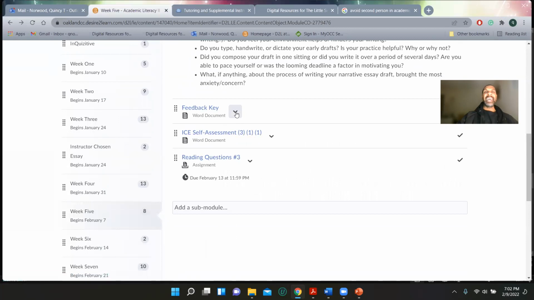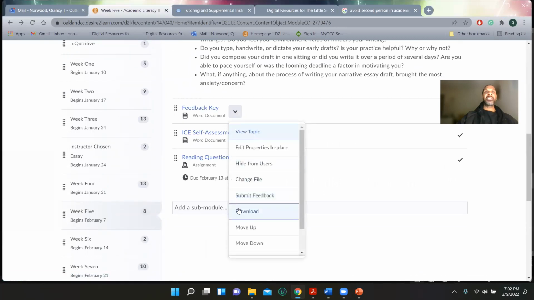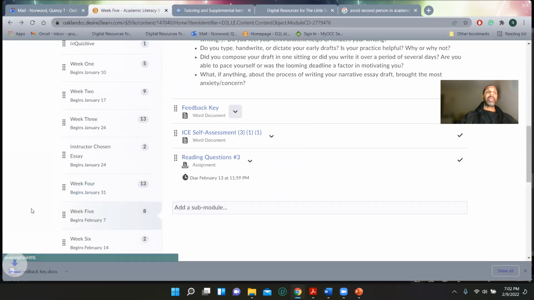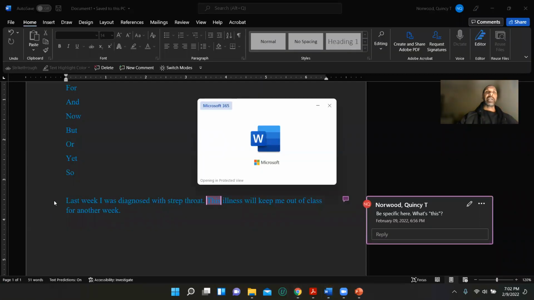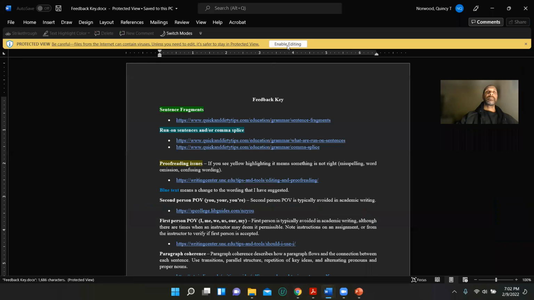We don't need this yet because I haven't started to highlight your papers yet. But I do have a feedback key, for when I start really highlighting and making more comments on your paper. So if you want to take a look at that, you can.